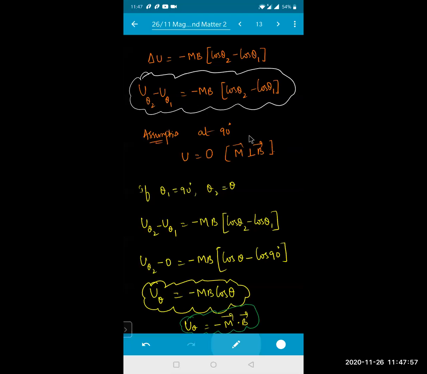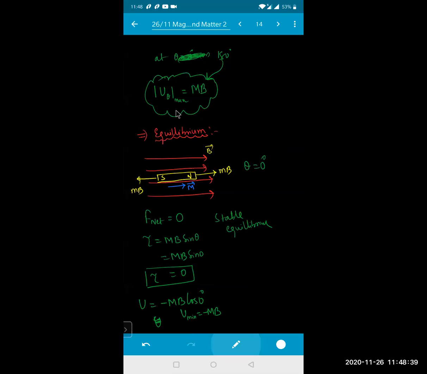Now, depending upon the values of theta, we can take. If I make an assumption that initially theta 1 is equal to 90, then cos theta 1 will become how much? 0. So when the energy is 0, it means the magnetic moment is perpendicular to B bar. So theta 1 is 90 and theta 2 is theta, this one is important, beta. Then U theta minus U 90 is equal to minus mB into cos theta 2 minus cos theta 1. Theta 1 is 90, and when it is 90 the potential energy becomes 0. So it is minus mB into cos theta. So U theta is equal to minus mB cos theta. This is like a dot product. So U is equal to minus M bar dot B bar. Now at theta 180 degrees, it will become maximum.